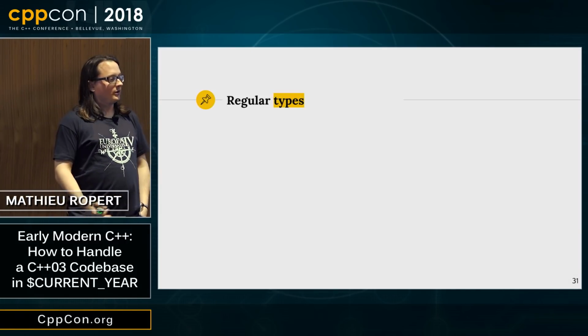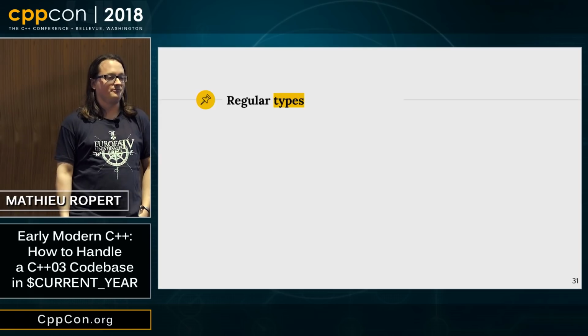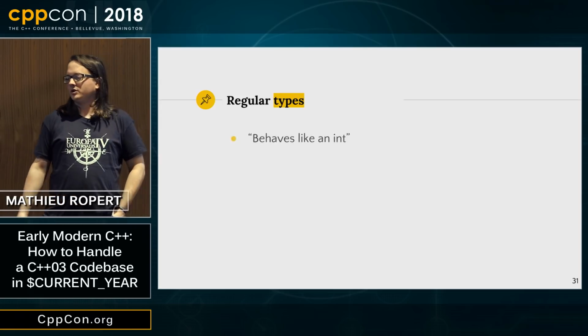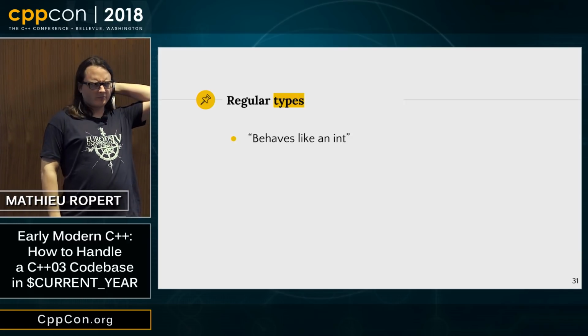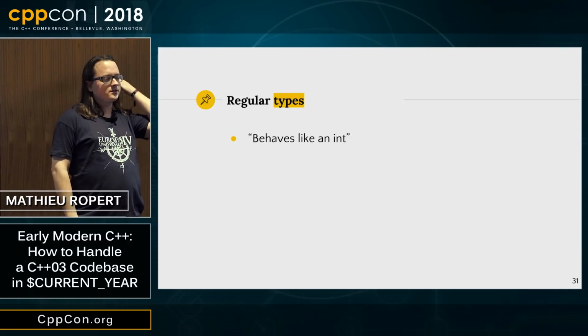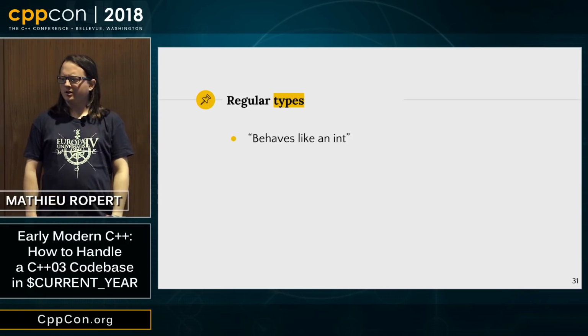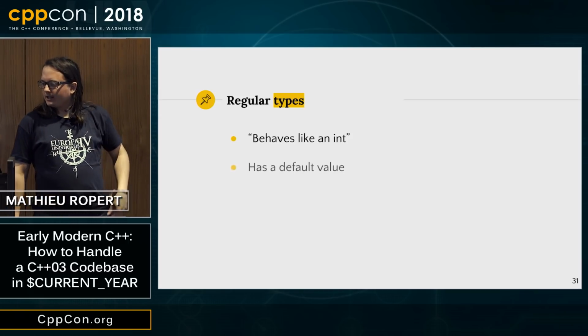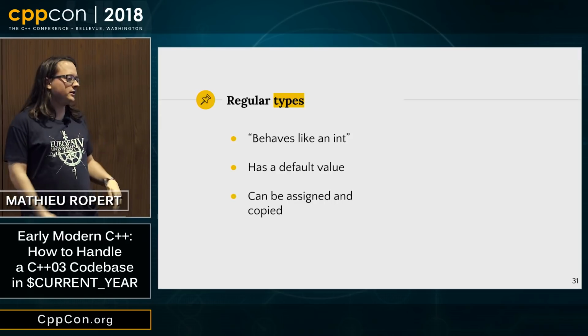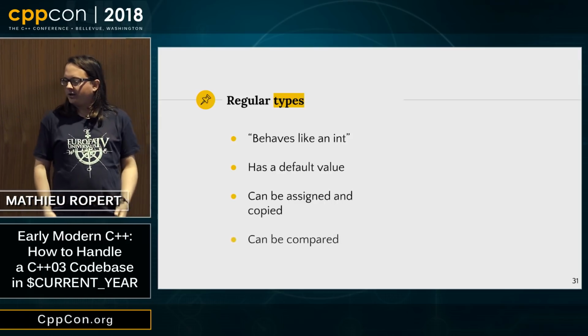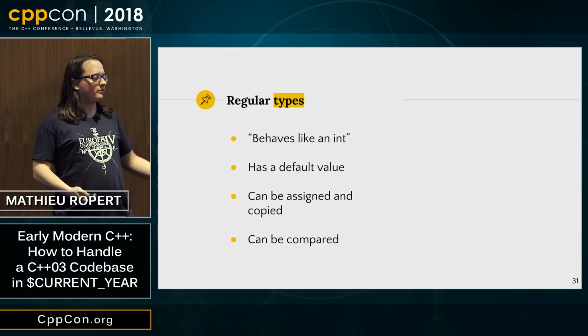Of course, now that we have strong types, we also prefer to have them regular, and usually it means behaves like an int. I think it comes from Scott Meyers' book somewhere in the early 2000s, late 90s. Anyway, the idea is that it has a default value, it can be assigned, it can be copied, and it can be compared, or a bunch of other stuff.